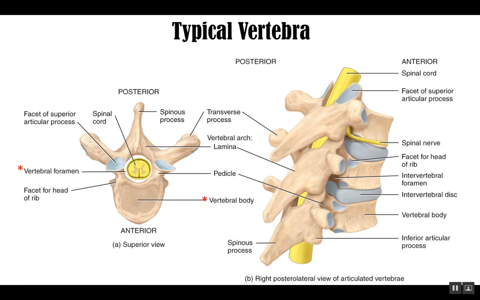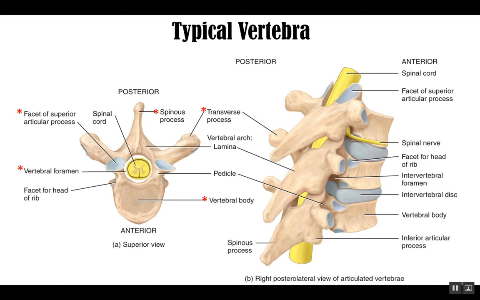They're going to have, all except C1 is going to have a body. The body is kind of the larger weight-bearing portion of the vertebra. They may or may not have a spinous process. The spinous process is going to be projecting posteriorly. Projecting laterally are going to be the transverse processes. So in this typical thoracic vertebra, we have one spinous process and two transverse processes.